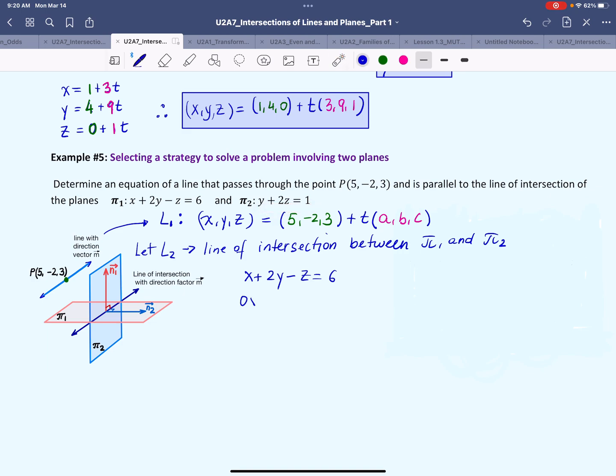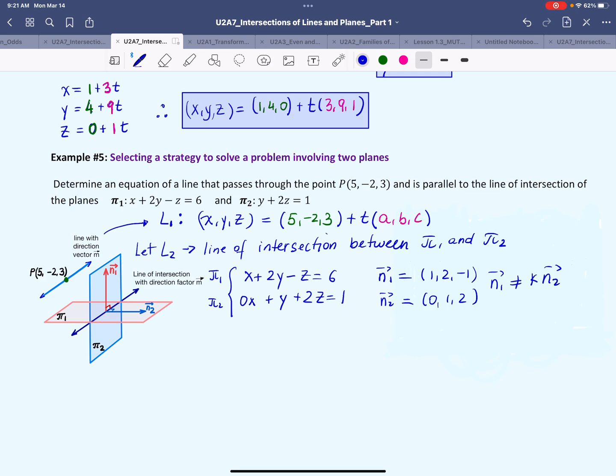So it seems that we are missing the x-coordinate, which tells us that the x-coordinate must have had a coefficient of 0. So the normal n1 for plane pi 1 will be 1, 2, and negative 1. And the normal n2 for plane pi 2 will be 0, 1, and 2. As you can see, there is no relation between n1 and n2, so they're not scalar multiples of each other.